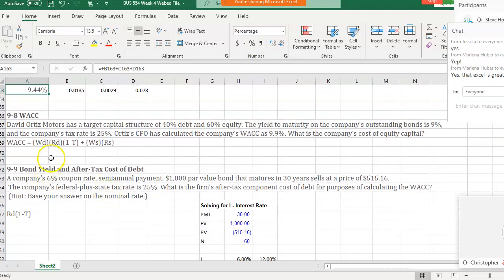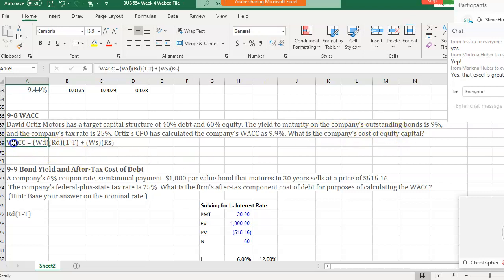Okay, let's go ahead and do question 8, and we're in the home stretch here, so bear with me. Question 8 is David Ortiz Motors has a target capital structure of 40 debt, 60 equity, with apparently no preferred stock. Yield to maturity in the company's outstanding bonds is 9, and the company's tax rate is 25. Ortiz's CFO has calculated the company's WACC is 9.9. What is the company's cost of equity capital?